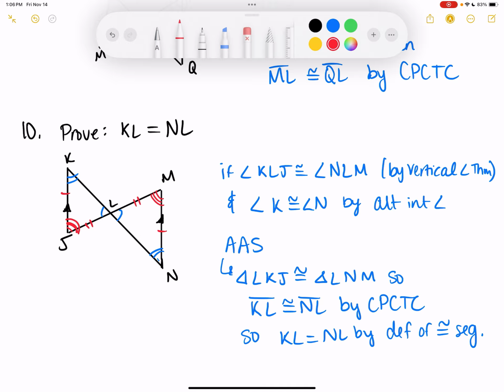All right, questions about those two before we get into actual proofs? All right.